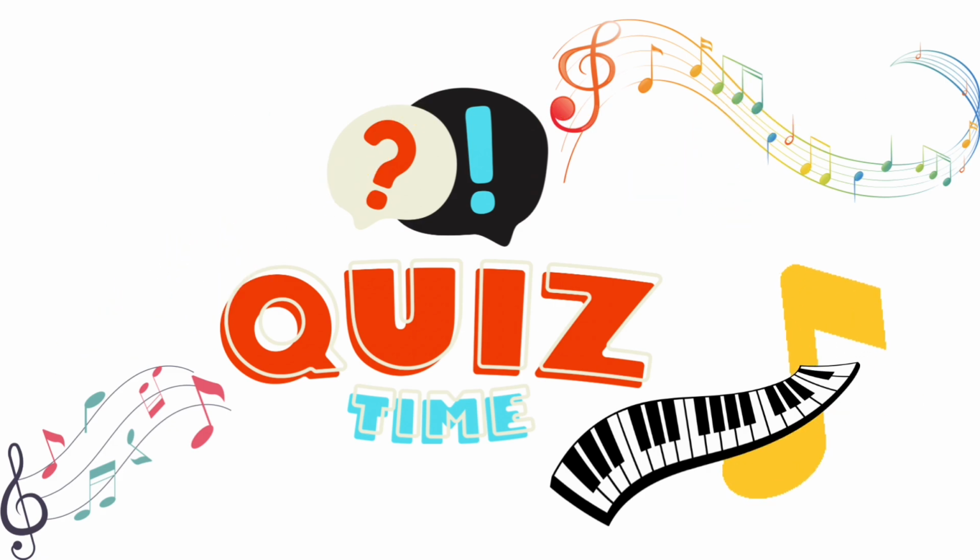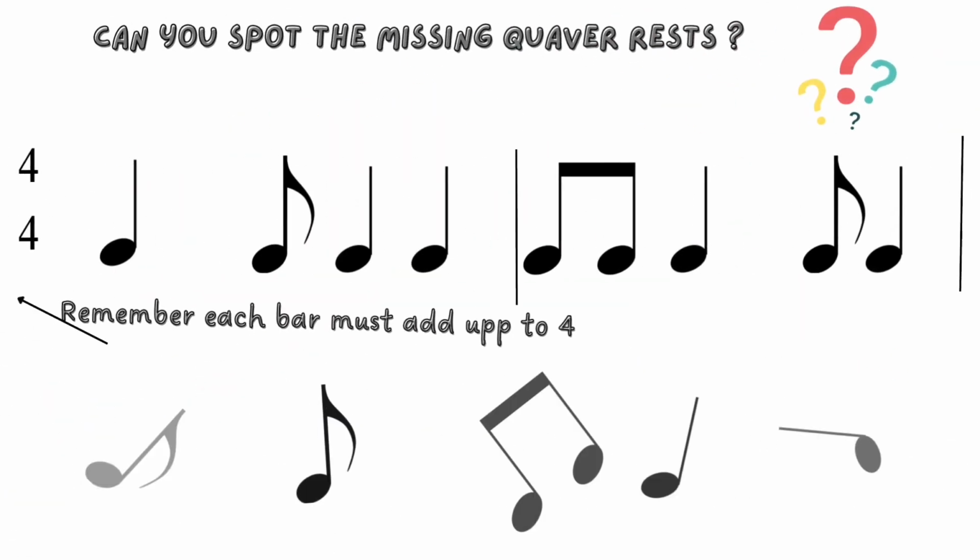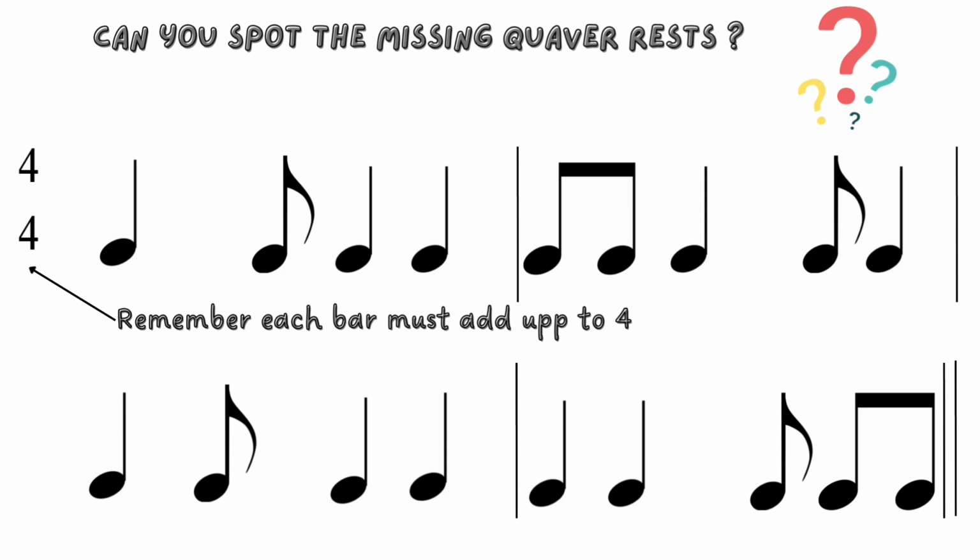We're going to have a quiz now just to check that you've understood everything we've covered in this video. So can you spot the missing quaver rests? Okay, pause the video if you need to and have a look at where the quaver rest should go. So remember, it needs to add up to 4/4. It needs to add up to 4 beats. So where are the missing quavers? Like I said, pause the video, answer coming up, 3, 2, 1.